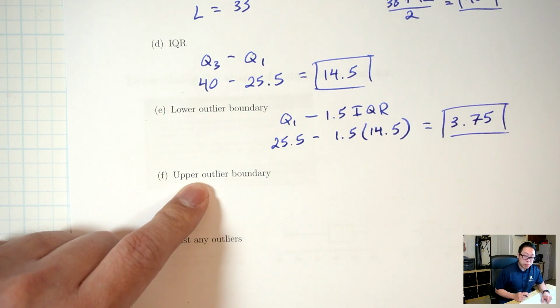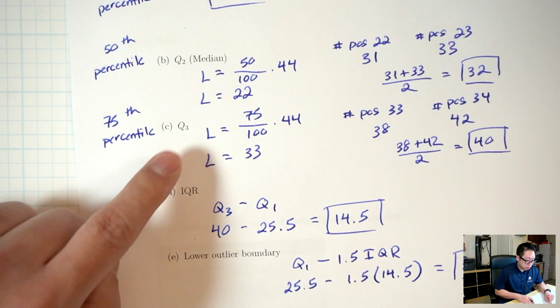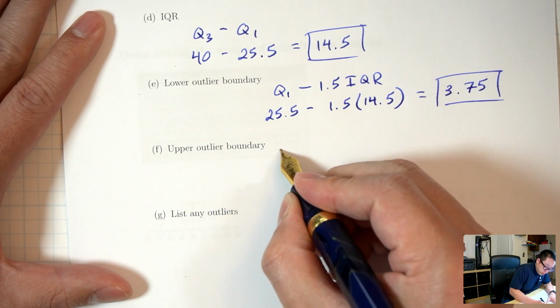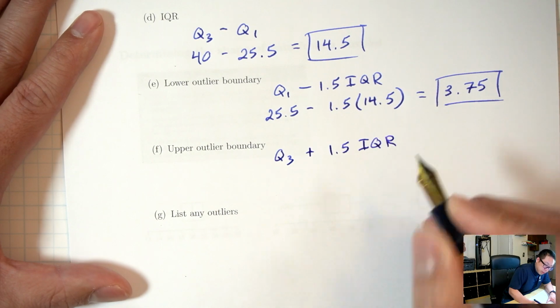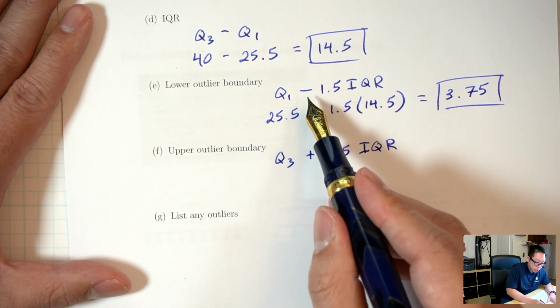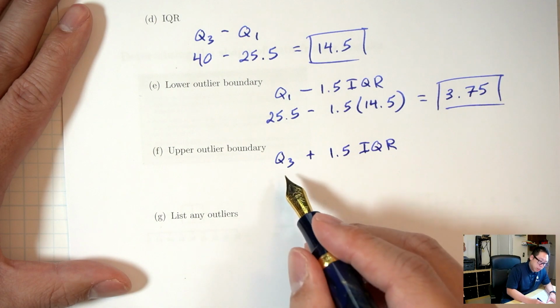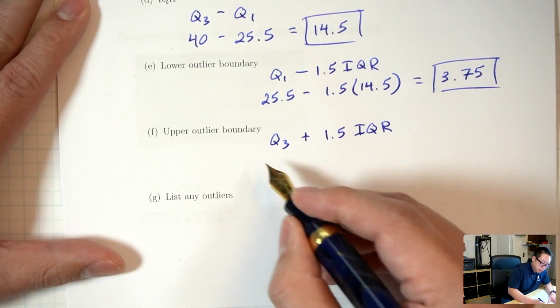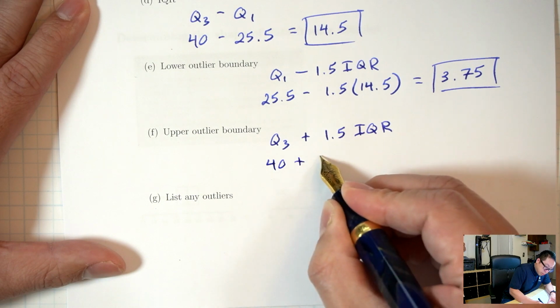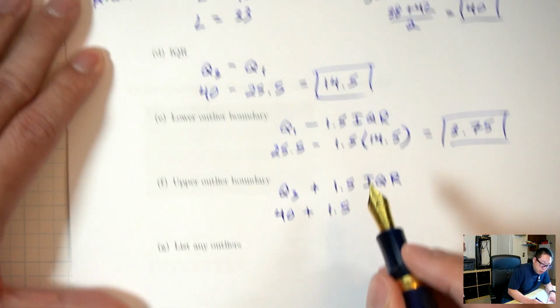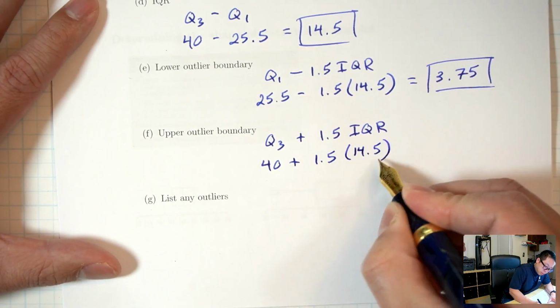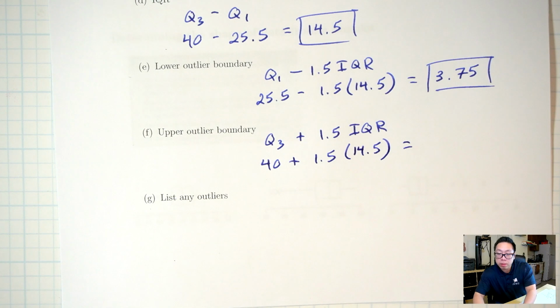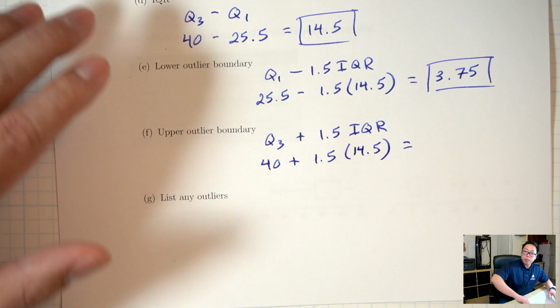Upper outlier boundary, start with your upper quartile, which is the Q3, and then plus 1.5 IQR. Okay, notice that one of them is minus, the lower one you subtract, and then the upper one you add. Q3, here it was the 40, plus 1.5, IQR was 14.5. So 40 plus 1.5 times 14.5, 61.75.